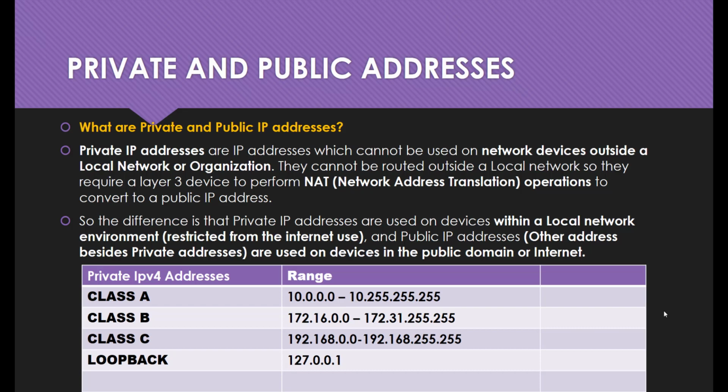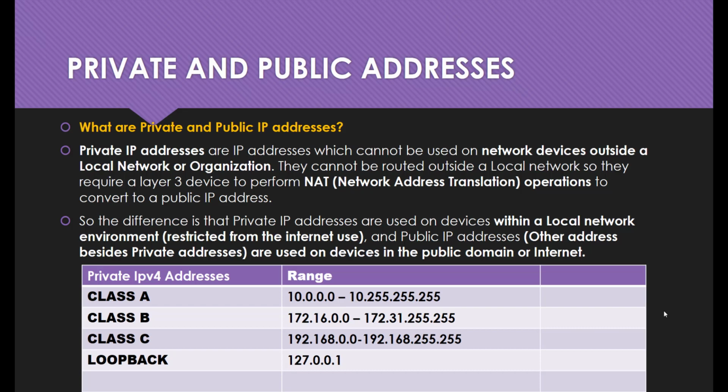A private IP address is an IP address which cannot be used on network devices outside a local network organization. They cannot be routed outside a local network, so they require a layer 3 device to perform network address translation operations to convert it to a public IP address.